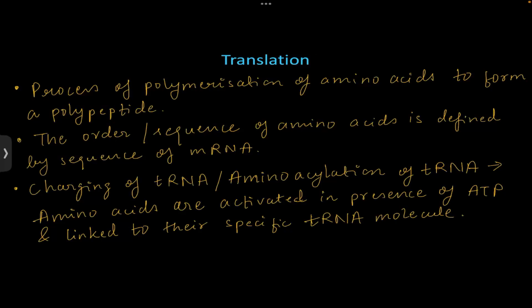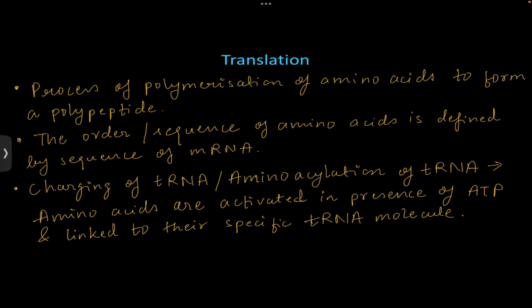Now let's describe the translation process. We know what the genetic codes are. We know the structure of the tRNA and the role of the tRNA molecule. We are aware of these two things, so now we can easily understand how translation happens.